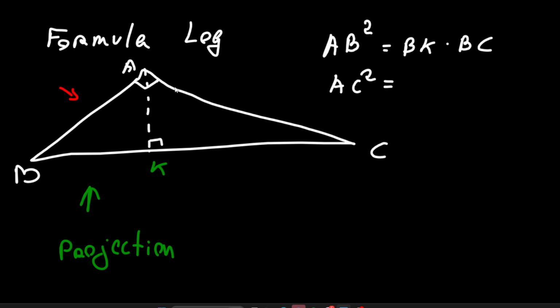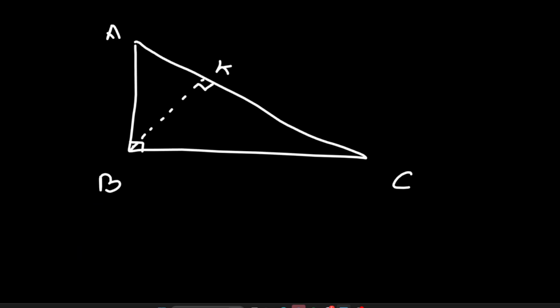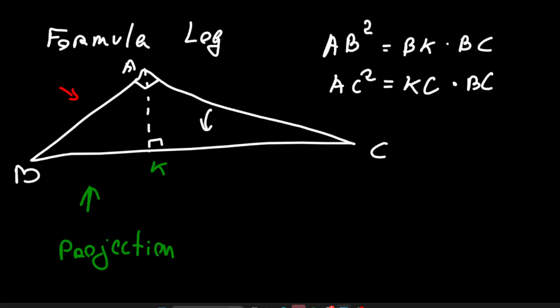What's the projection of AC to this? It's KC, right? The projection of AC is KC. So KC times the whole hypotenuse. So today in this lesson we're going to learn this formula, the formula of a height, and the formula of a leg. Okay?